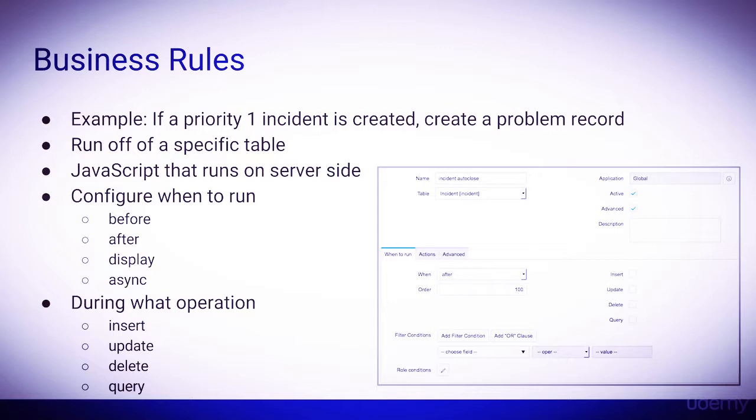Business rules can be configured when to run. They can run before a transaction to the database is executed, after a transaction to the database is executed, on display, which is before the record is displayed to the user, and asynchronously, which has to do with scheduled jobs and will be discussed later on in this course. We can also specify during what operation a business rule runs. There are options for inserting, updating, deleting, and/or querying a record.